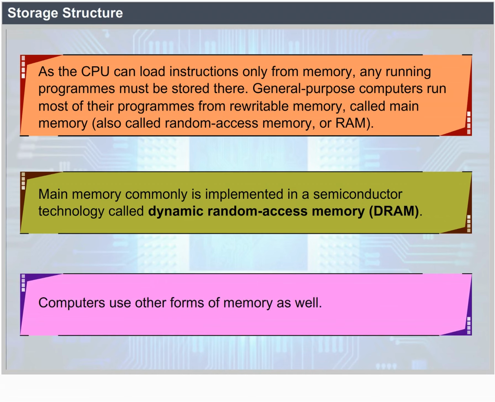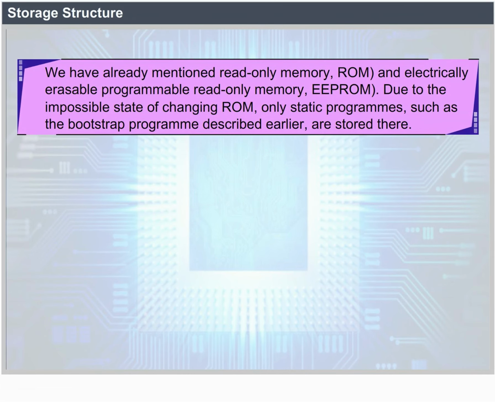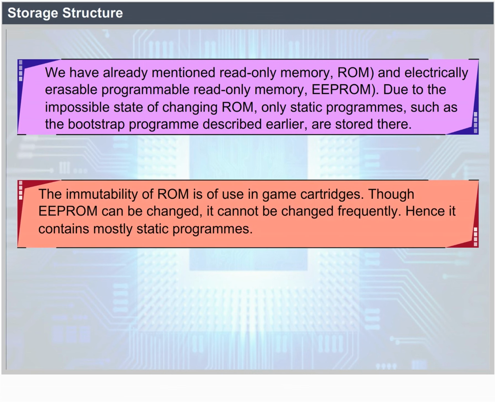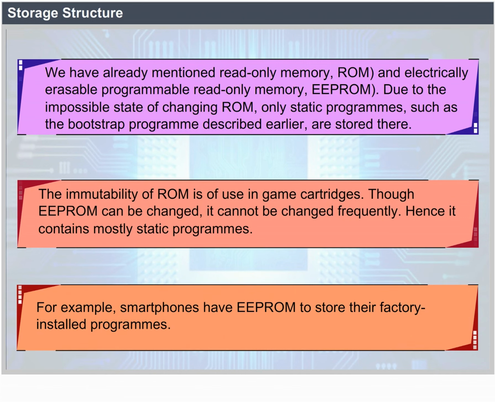We have already mentioned read-only memory, ROM, and electrically erasable programmable read-only memory, EEPROM. Because ROM cannot be changed, only static programs such as the bootstrap program described earlier are stored there. The immutability of ROM is of use in game cartridges. EEPROM can be changed but cannot be changed frequently, and so contains mostly static programs. For example, smartphones have EEPROM to store their factory-installed programs.